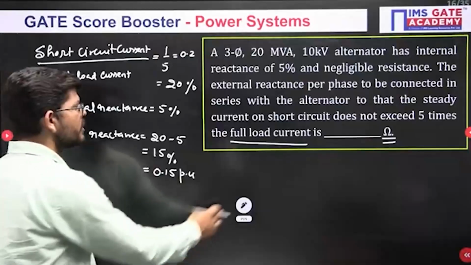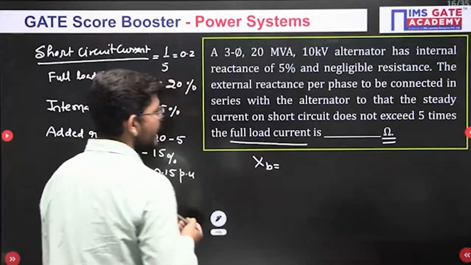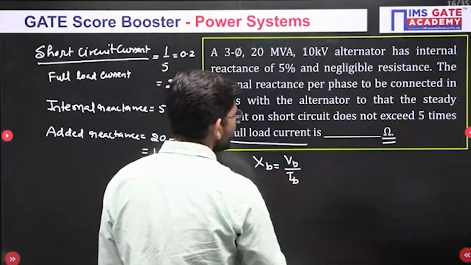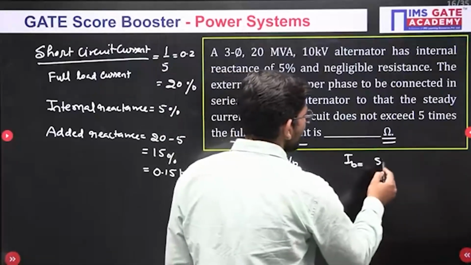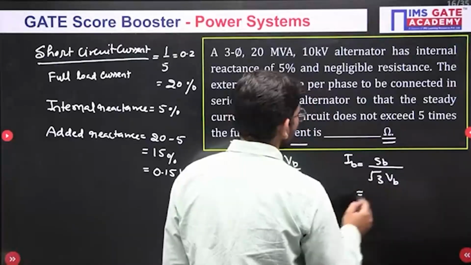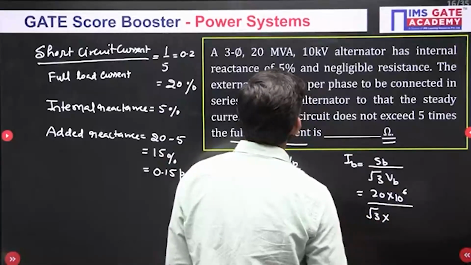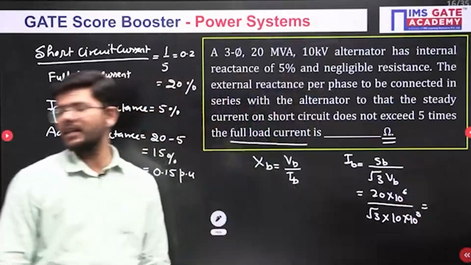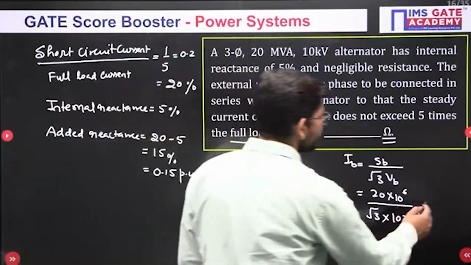If suppose we have to answer in per unit, this is done, but we don't have to answer in per unit, we have to answer in ohms. So for that we require the value of X base. And X base, you know how to calculate, it will be equal to V base upon I base. Now how to find these values? I base will be S base upon root 3 into V base. How much is S base? 20 MVA upon root 3 into how much is V base? 10 kV. So from here you will get the value of I base, and that will be 1154.7.